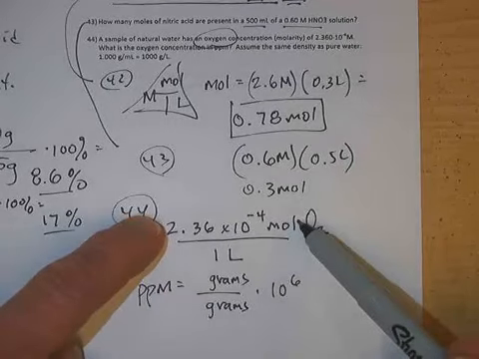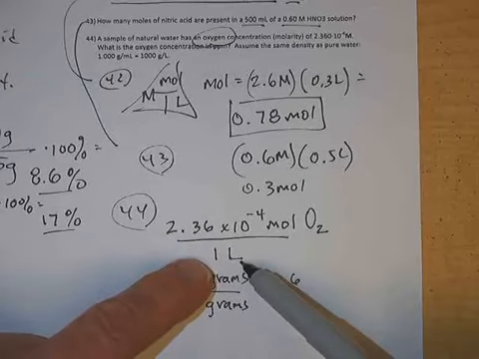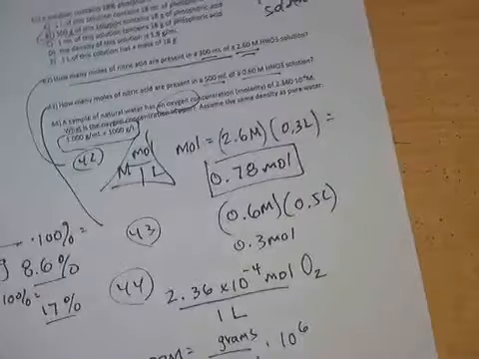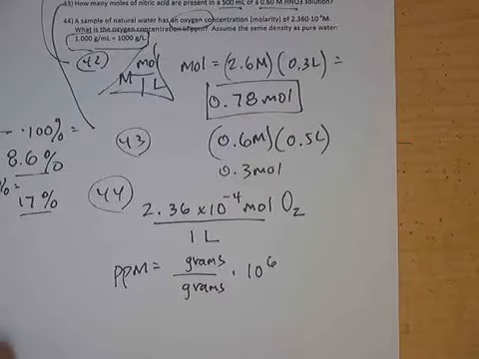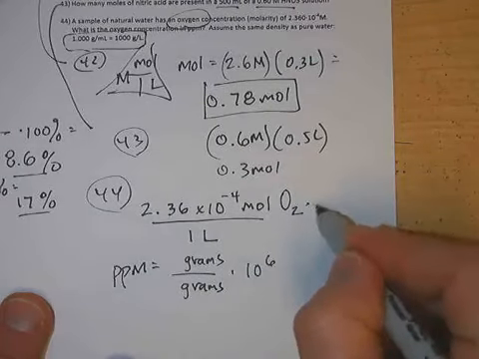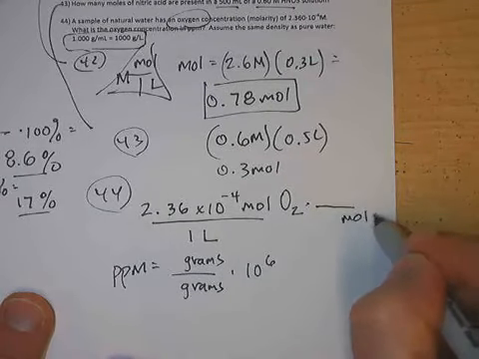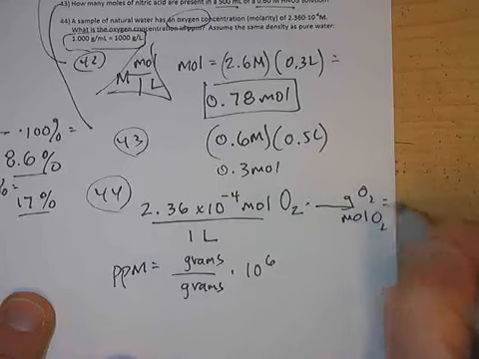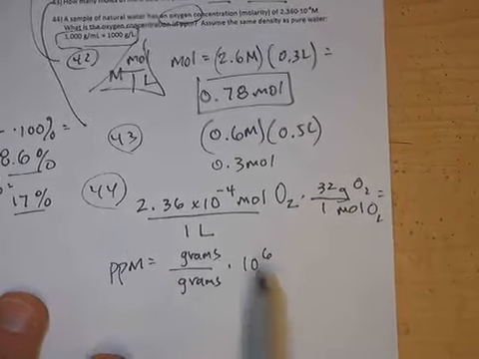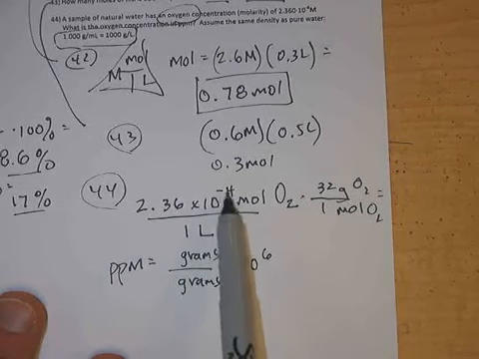And then number 44, a sample of water has an oxygen concentration of, what is the oxygen concentration in parts per million? Assume that the density is pure water. So we have a 2.36 times 10 to the, I believe that says -4th moles per 1 liter of solution. Remember, you can rewrite molarity as moles per liter. So it tells us that it happens to be oxygen in there, and oxygen is written as O2.